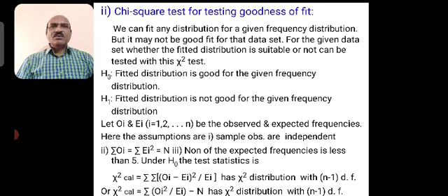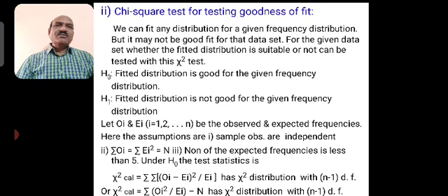Goodness of fit means that for a given frequency distribution, we can fit any distribution. You can fit a binomial, Poisson, normal, chi-square, t, any distribution we can fit. But every distribution is not good for that particular data set, and therefore you have to test to decide which is the better one. So if you fit the distribution, then we have to go for the chi-square test of goodness of fit, whether that data is good for that particular distribution or not. That can be decided with the help of this chi-square test of goodness of fit.